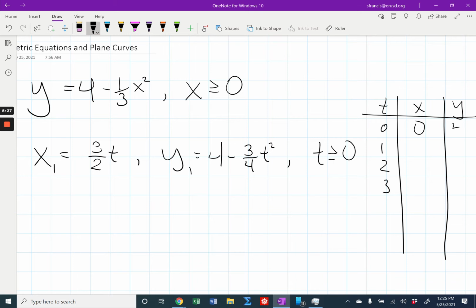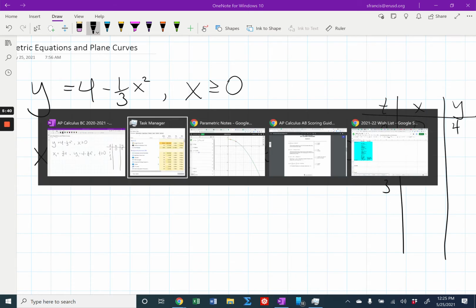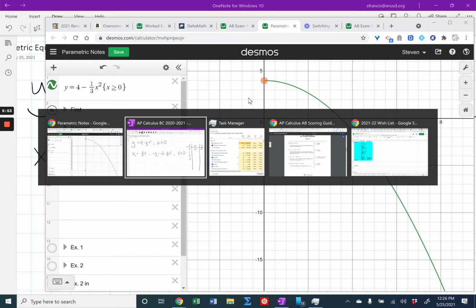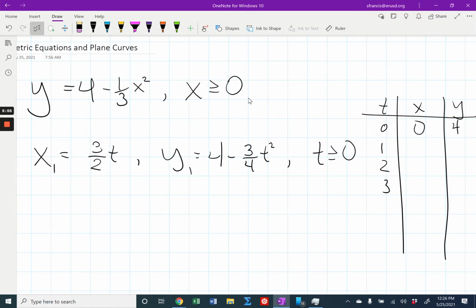And if you go back over here to the graph, where they initially start, the red point is right there. The red and the orange are both in the same location at that moment, so they're on top of each other. But that's where it is at (0, 4). If I plug in 1, of course, I would get 3/2 here, and then 4 minus 3/4 is 3 1/4.